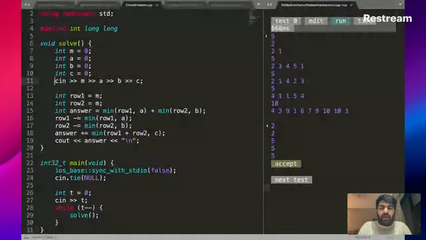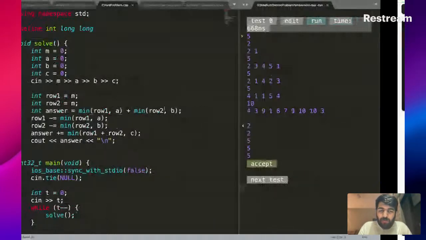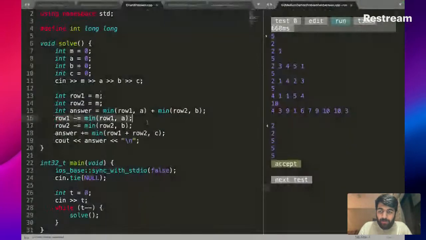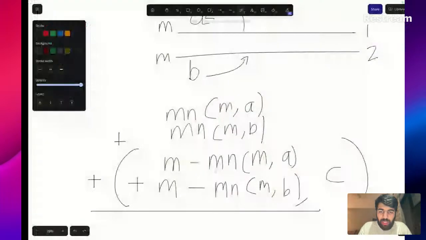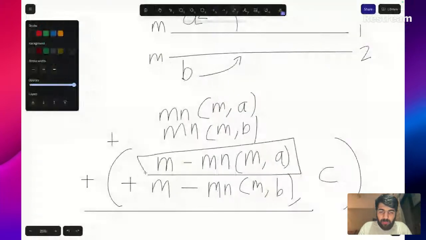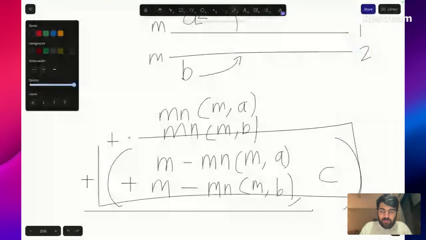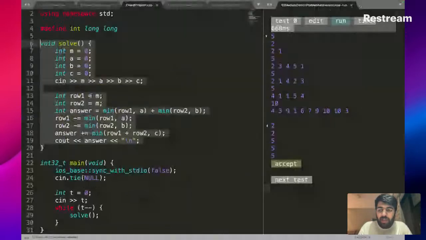If you want to see the code, M, A, B, C, row 1, row 2. So min of row A plus min of row B, basically this is added to my answer. Now I subtracted row 1 and row 2, so I performed this equation and this equation, right? And answer again, plus equals row 1 plus row 2. I performed this final step and we see out the answer.